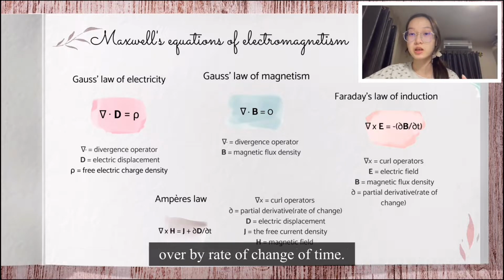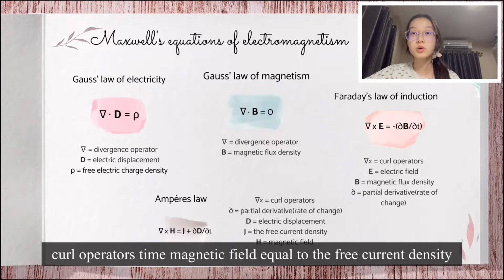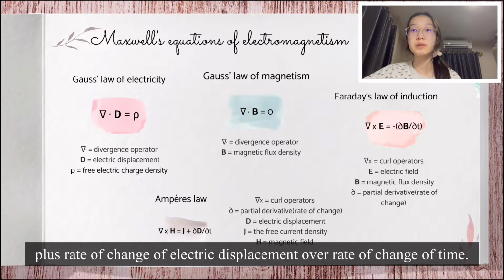Next, the law of induction, which is curl operator times electric field, equal to negative change of magnetic flux density over rate of change of time. Next is Ampere law, which is curl operator times magnetic field is equal to the free current density plus rate of change of electric displacement over rate of change of time.